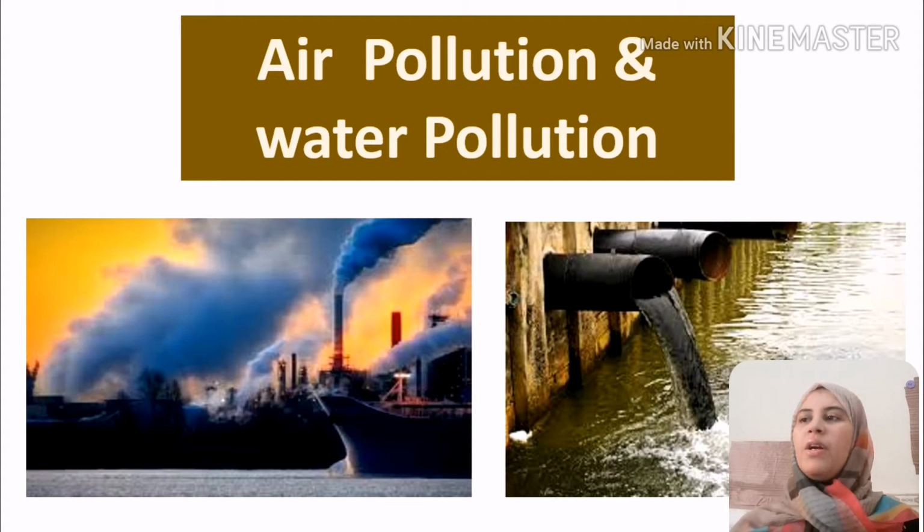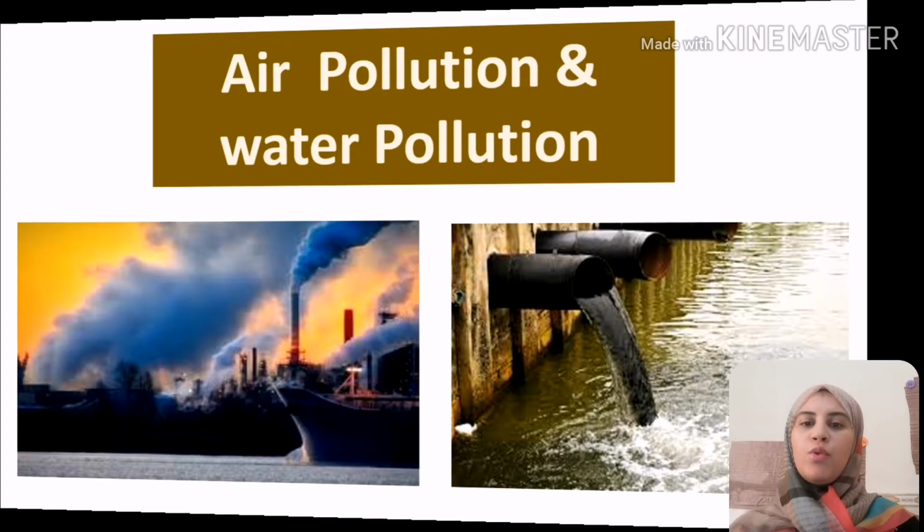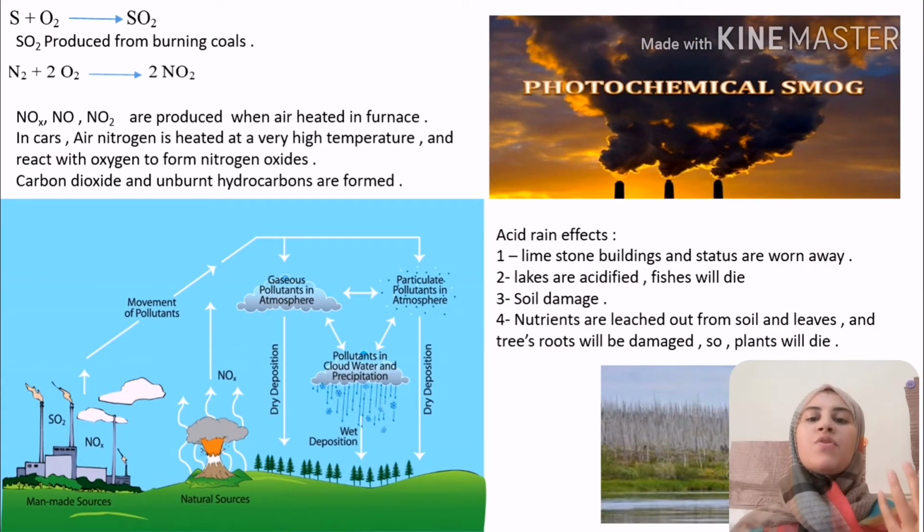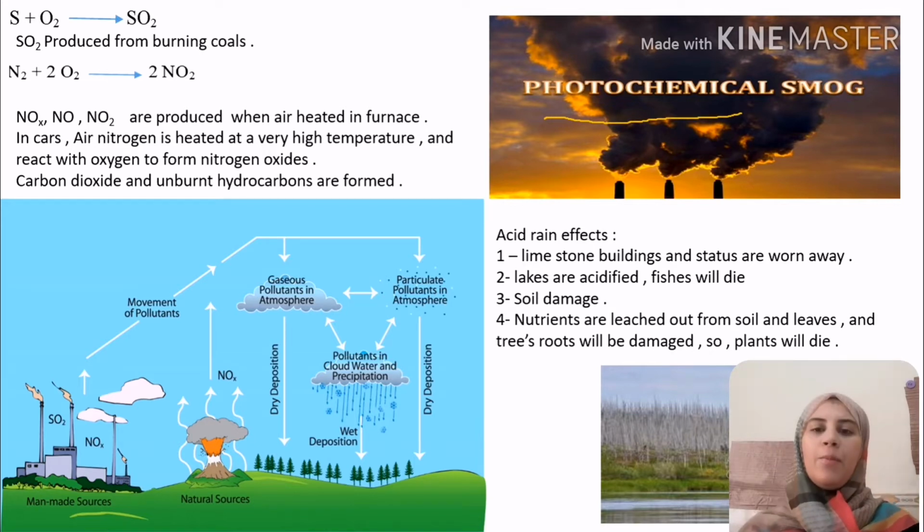Let's start together. At first, we will talk about gases responsible for forming photochemical smog. Photochemical smog is one of the most important types of air pollutant. It is a type of smog consisting of a mixture of different gases. All of these gases are produced from industry.